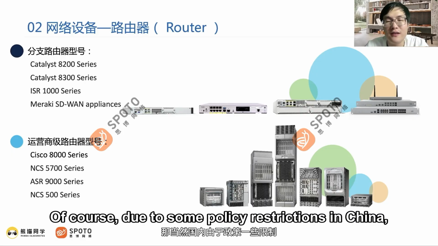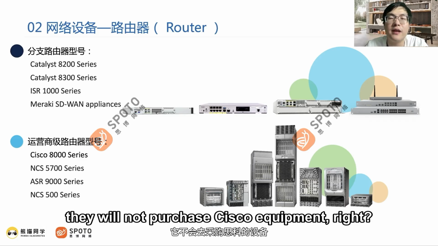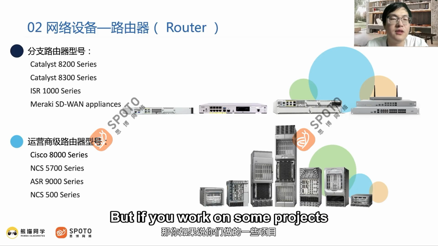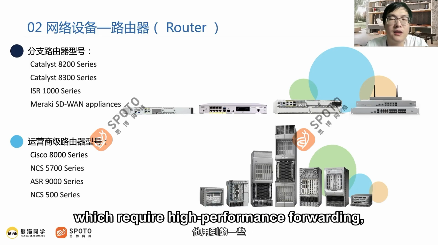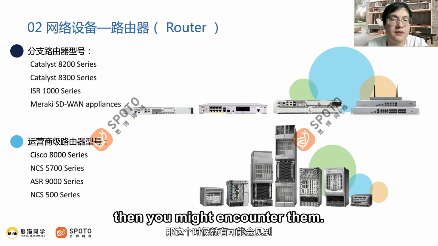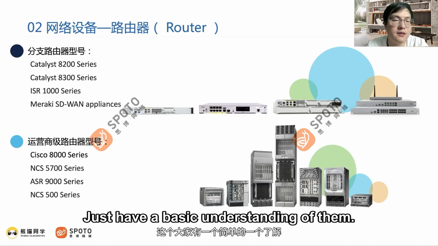Of course, due to some policy restrictions in China, providers like China Telecom and China Mobile will not purchase Cisco equipment, right? But if you work on some projects involving foreign enterprises which require high-performance forwarding, then you might encounter them. Okay, these are some router models. Just have a basic understanding of them.